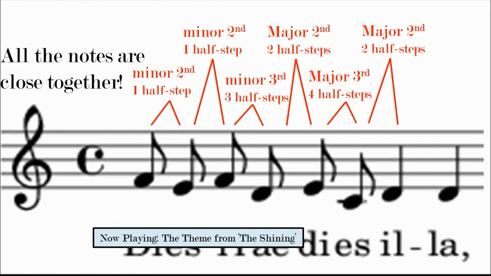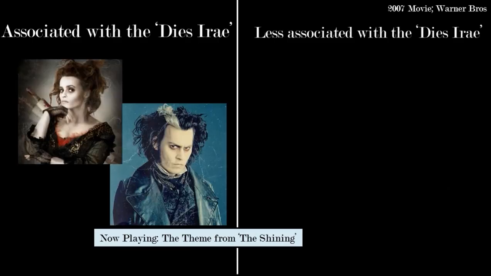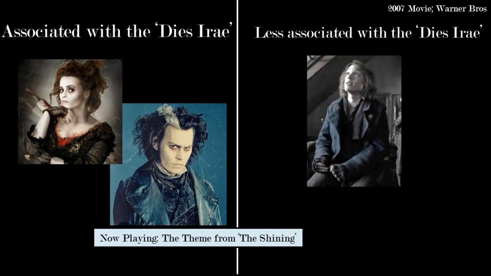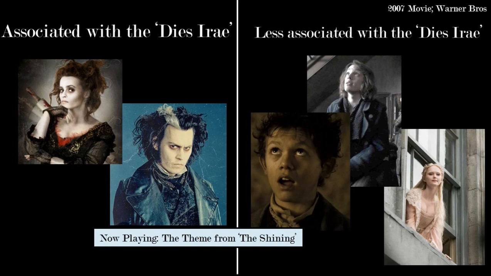There are several important features of the Dies Irae. Firstly, all the notes are closely spaced and very near each other. Characters like Todd and Mrs. Lovett are more associated with the theme of death in this musical compared to the other characters in the show, such as Anthony, Joanna, or even Toby, which we'll see later in the next video.